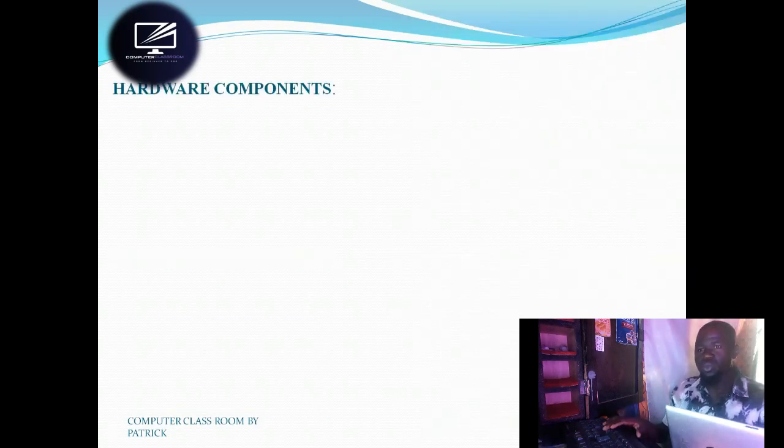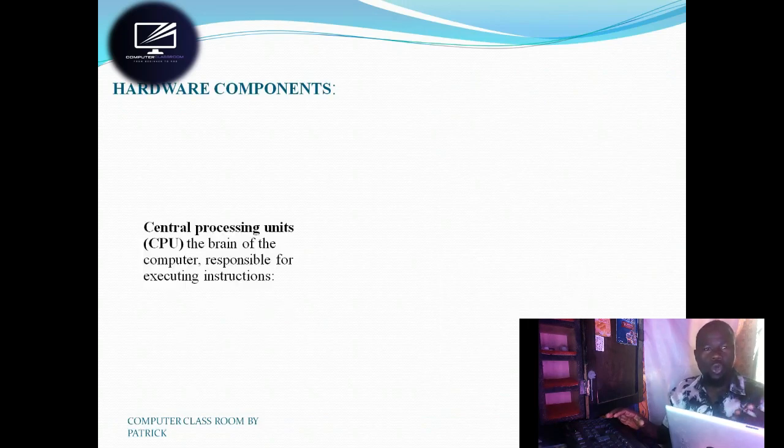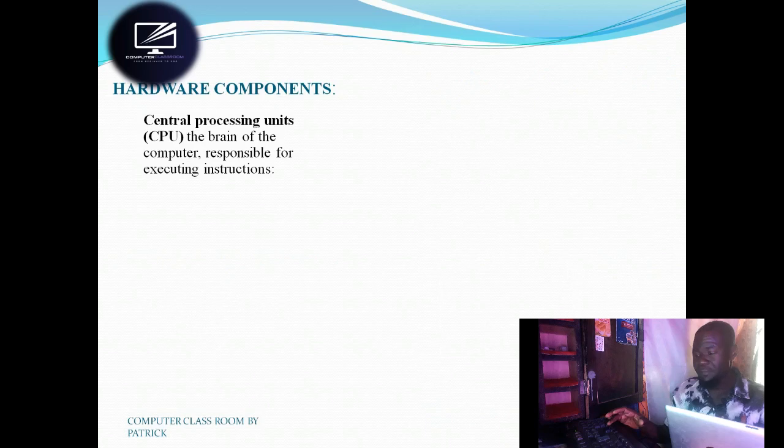So we are going to see hardware components of the computer. What are the hardware components of a computer? We are going to see examples of the hardware components of a computer. We have the CPU, that is the central processing unit. What does the central processing unit do? What does the CPU do?